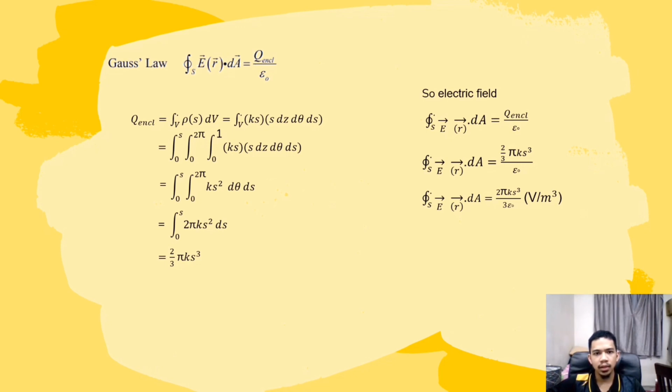Now we integrate with respect to z, we get the integration 0 to S, 0 to 2 pi, KS square d theta dS. And we integrate with respect to theta, we get the integration of 0 to S, 2 pi K S square dS. Finally, we integrate with respect to S, we get 2 over 3 pi K S cube. Now we get the Q enclosed, we put it back into the Gauss law formula, and finally we get 2 pi K S cube over 3 epsilon naught volt per meter. That is the electric field. Thank you.